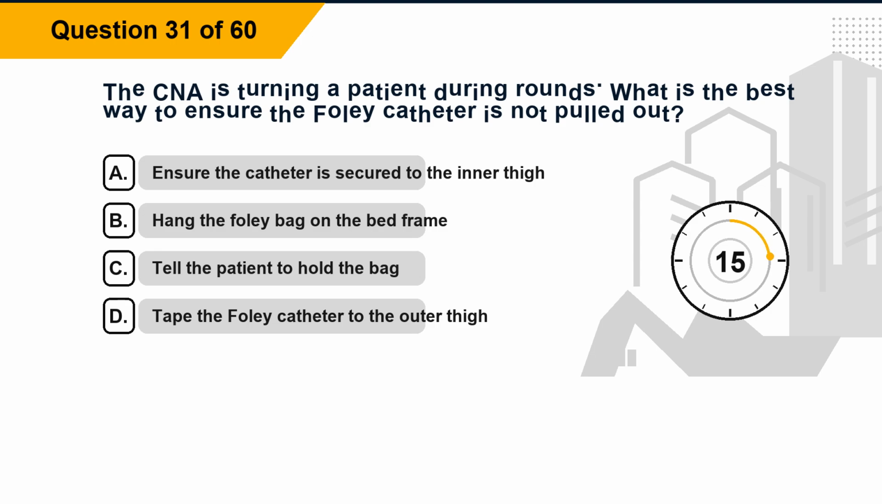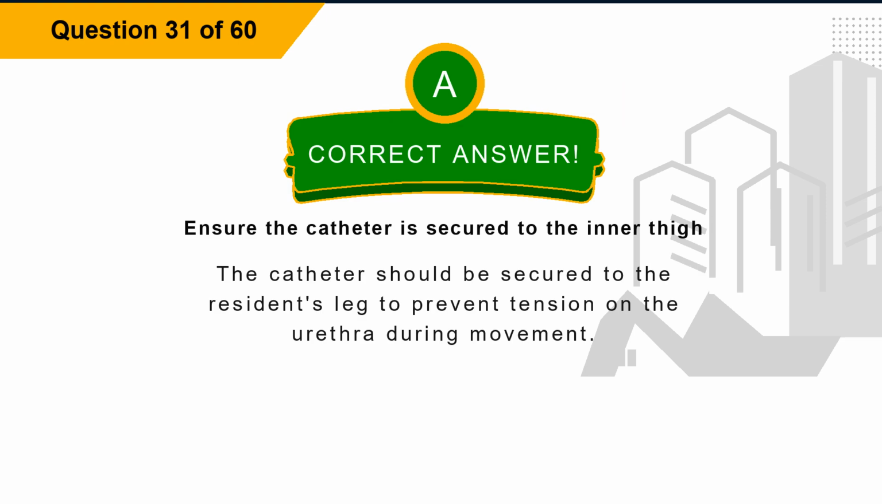What is the best way to ensure the Foley catheter is not pulled out? Option A. Ensure the catheter is secured to the inner thigh. Option B. Hang the Foley bag on the bed frame. Option C. Tell the patient to hold the bag. Option D. Tape the Foley catheter to the outer thigh. The correct answer is option A. Ensure the catheter is secured to the inner thigh. Explanation. The catheter should be secured to the resident's leg to prevent tension on the urethra during movement.